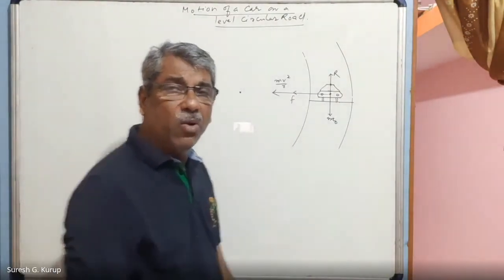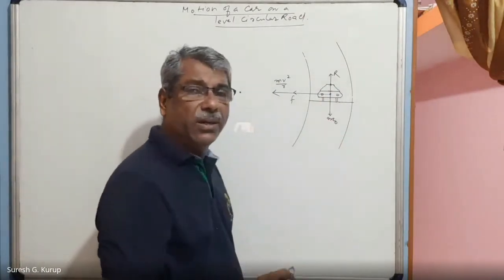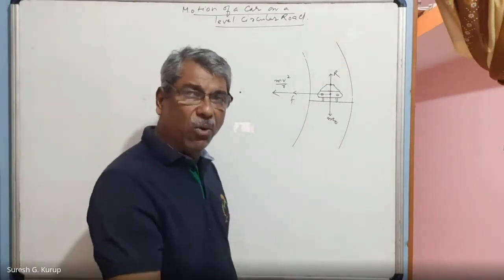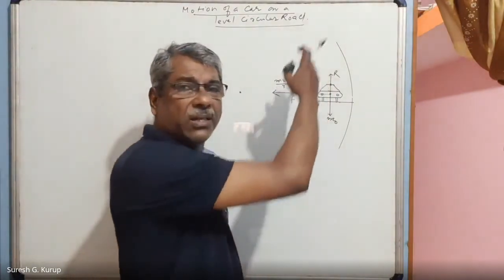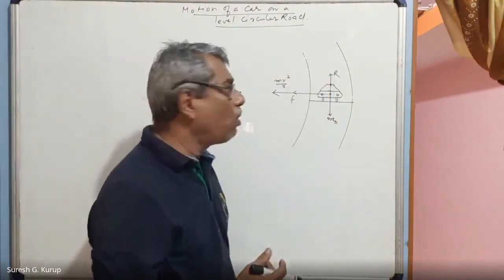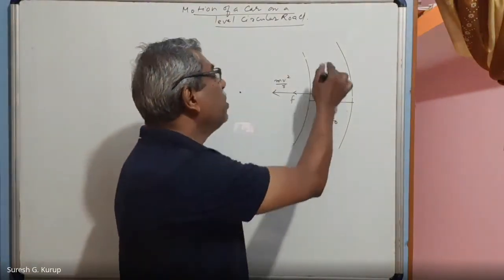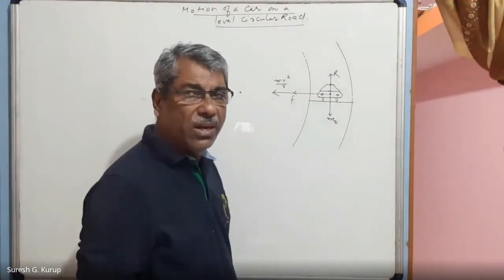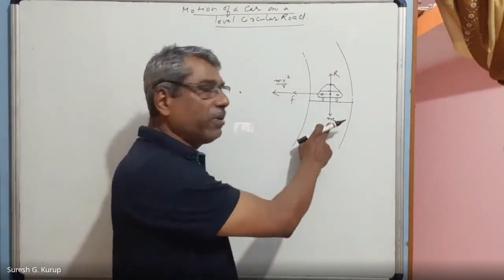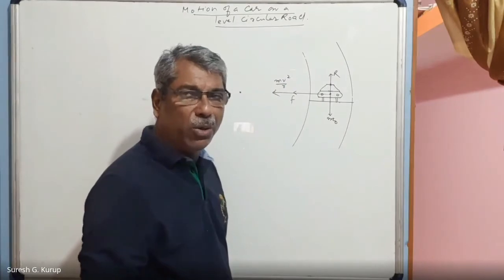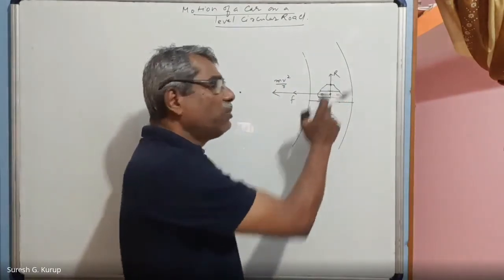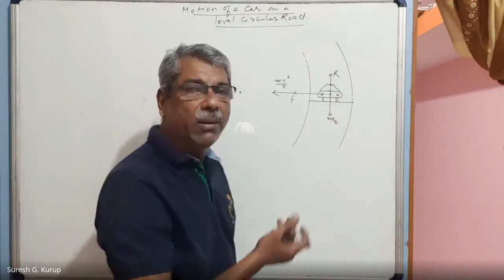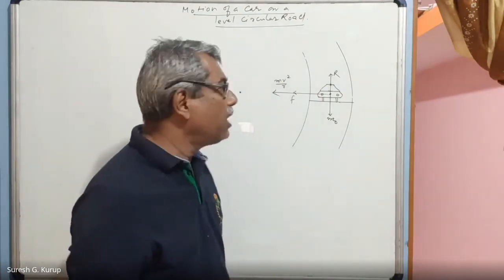On a level road, you will see that the weight of the car is acting downwards on the floor, and the floor will act a force in the upward direction that is called the force of reaction. These two are cancelling forces. Cancelling forces means that due to the effect of mg, the car is not going down into the road, and due to the action of the reaction force, it is not flying up in the air. Therefore, they are cancelling forces, right?